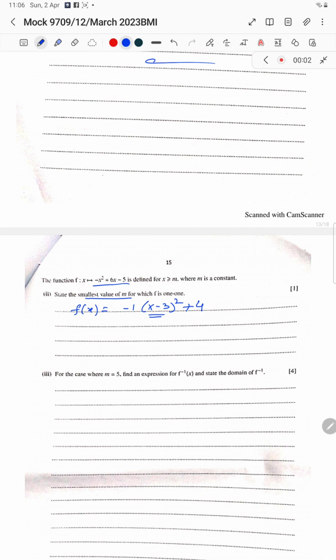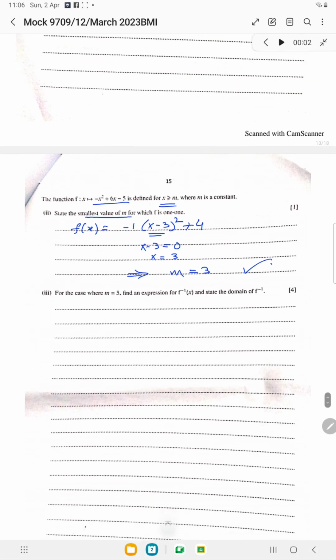From here you can see, if you equate x - 3 equal to 0, because x is equal to m or bigger than m, then x is going to be 3. So I can say my m is 3. The smallest value of m is 3. So let's proceed to the next.